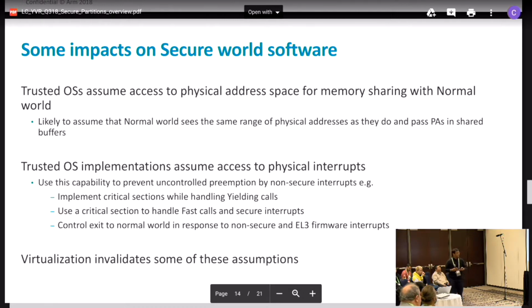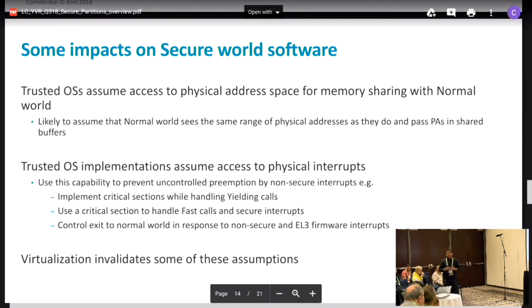Trusted OSs assume access to physical interrupts. They use that to implement critical sections. Whenever the normal world issues a blocking call or a fast call, it runs with interrupts disabled. So that assumption's there. And above all, there's this concept of a controlled exit, which means that you're running in a trusted OS, and if an interrupt for the normal world arrives, the trusted OS gets dibs on it first. It takes that interrupt, does not acknowledge it, does not do any management of that interrupt, but uses that invocation to park its state and then go back to the normal world, right?